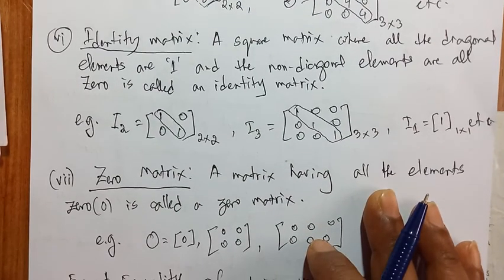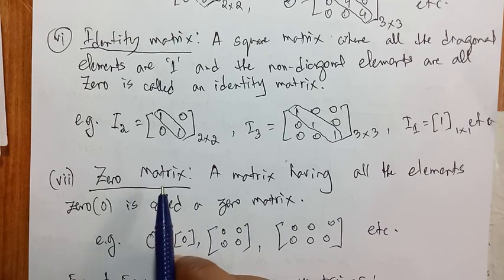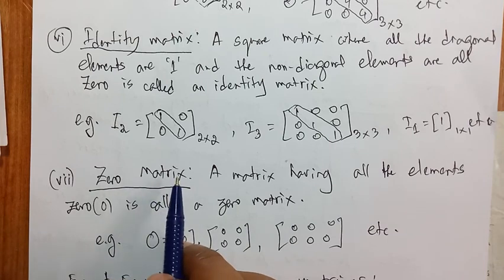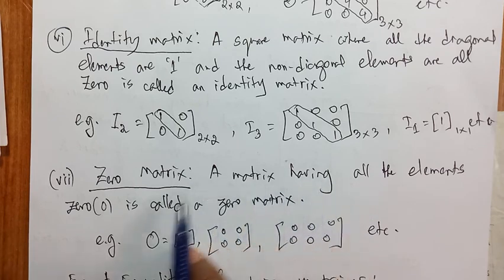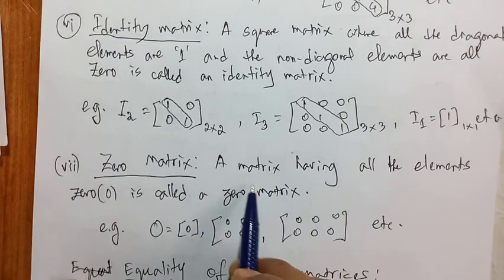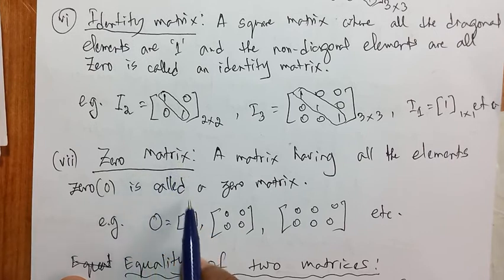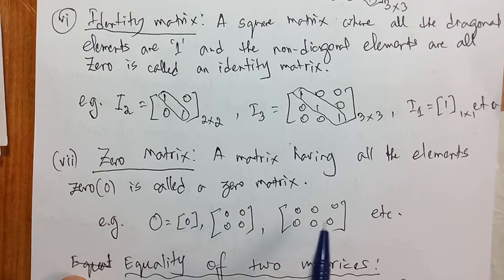After that, zero matrix. The zero matrix means the matrix having all the elements 0 only, then it's called a zero matrix. For example, you see for zero matrix, your symbol will be a capital O of any order. It is not necessary that this should be a square matrix, it can be a matrix of any order. The single element 0 is there. This is also a zero matrix. Here is this matrix containing all the elements 0. This is also a zero matrix. Here also you see the matrix containing all the elements 0. This is also a zero matrix.